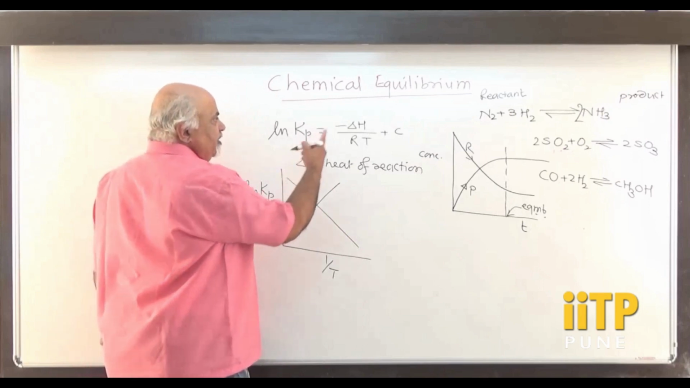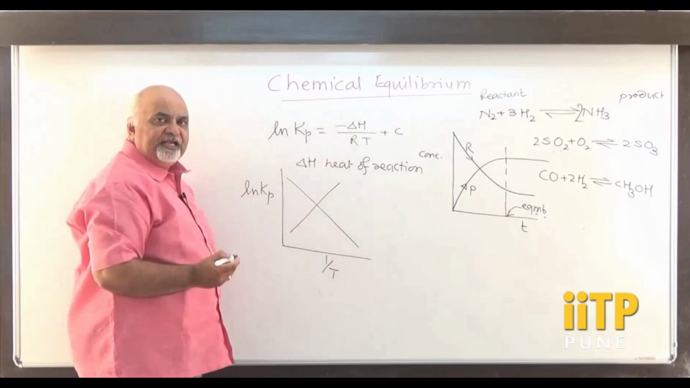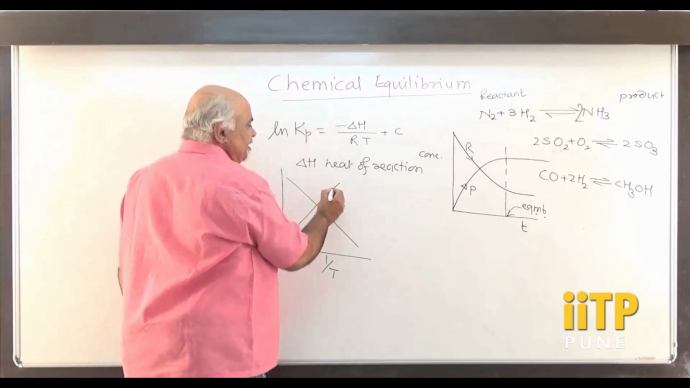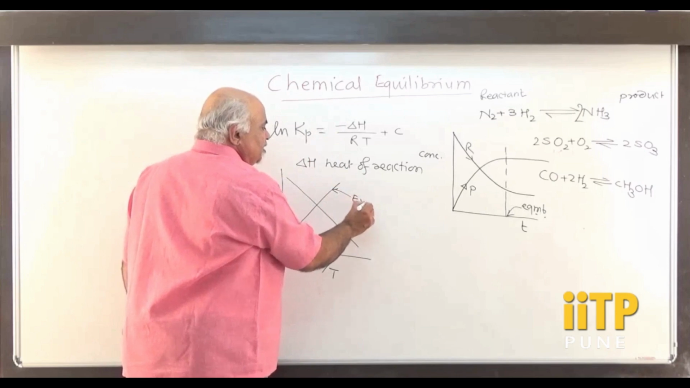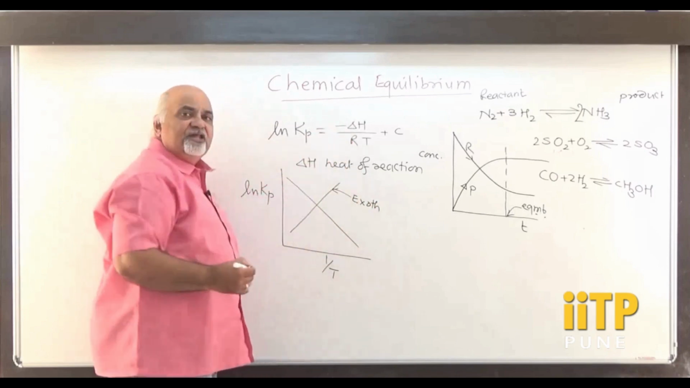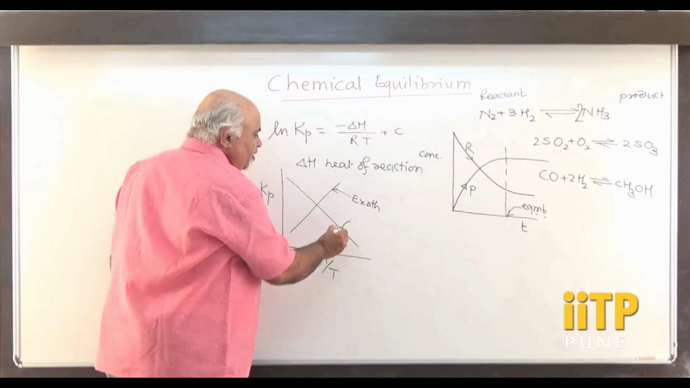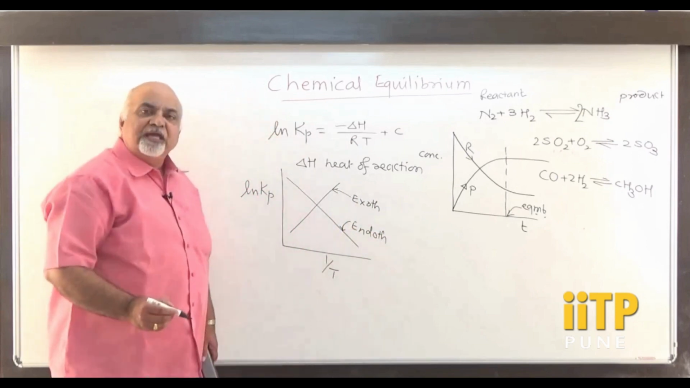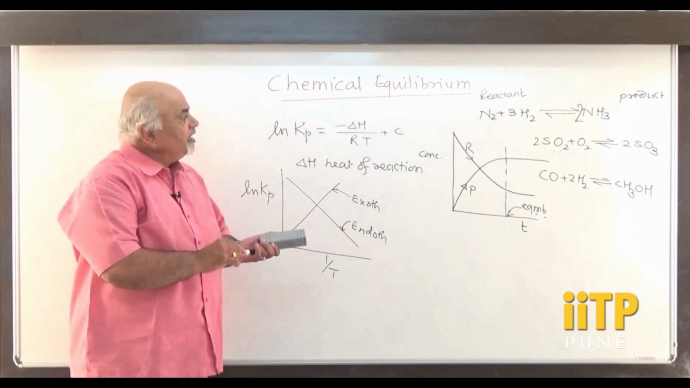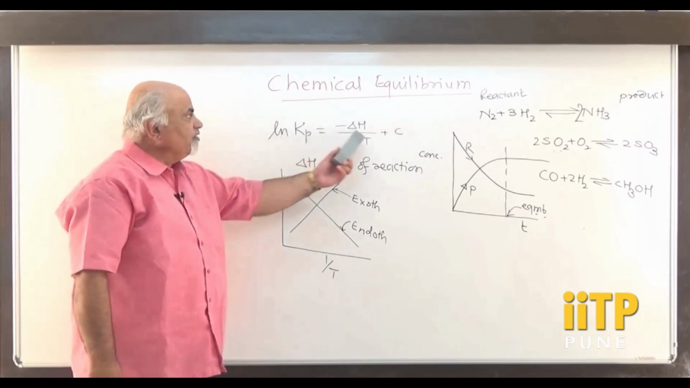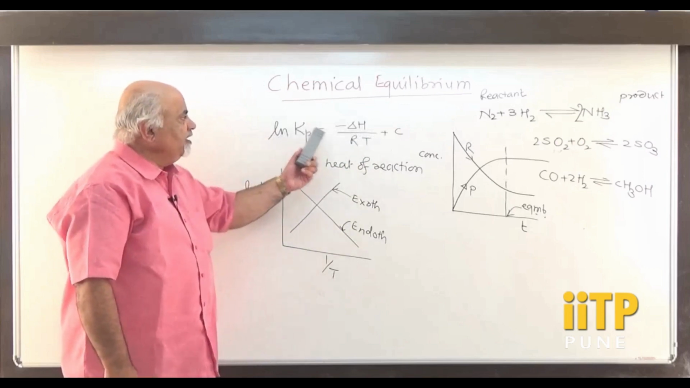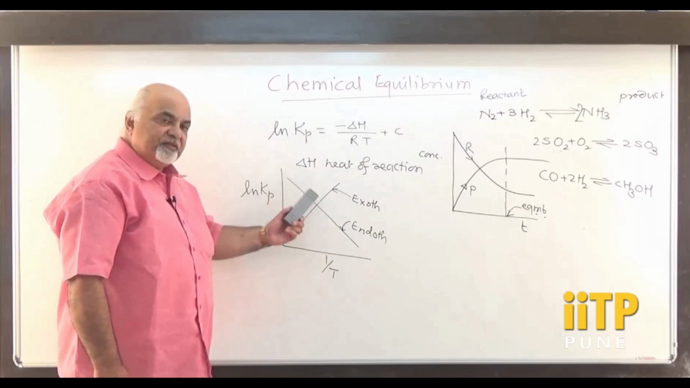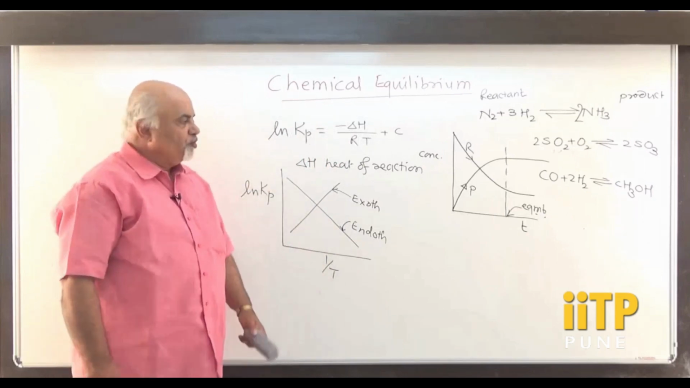This is very interesting. When the delta H value is negative, called exothermic reaction, the net slope will come positive. So here the graph is for exothermic reaction. When delta H is positive, the graph will have negative slope, and that will be for endothermic reaction. Exothermic reaction, heat is evolved. Endothermic reaction, heat is absorbed. This graphical relation is indicating how Kp depends on temperature. Exothermic reaction, slope is positive. Endothermic reaction, slope is negative.